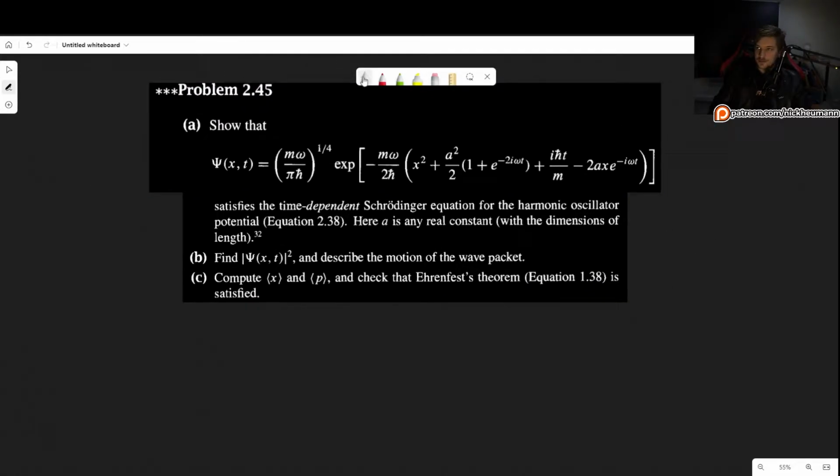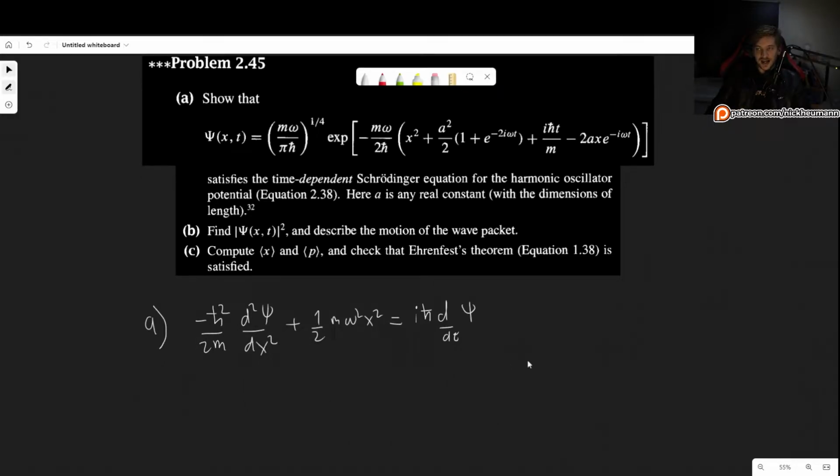So in part A, we want to see that this satisfies the time-dependent Schrödinger equation. Now, what is that? The time-dependent Schrödinger equation is minus h bar squared over 2m, second derivative of our wave function with respect to x, plus the potential, which in this case is 1/2 m omega squared x squared. And this has to be equal to, and now let's not only write the energy, but actually the operator of the energy, which we haven't used in a while, but it's i h bar d dt psi. So this is the equation that the wave function has to satisfy.